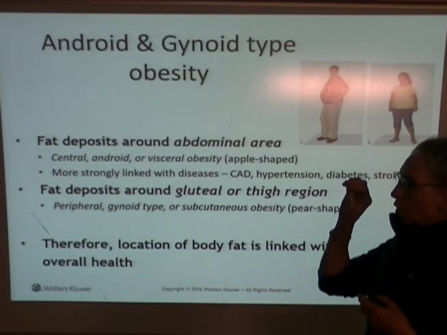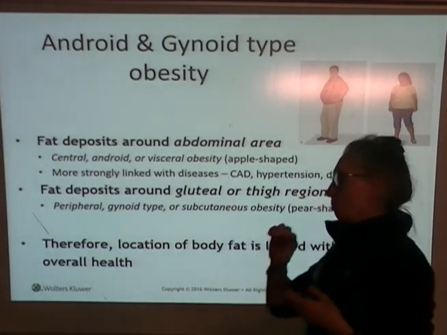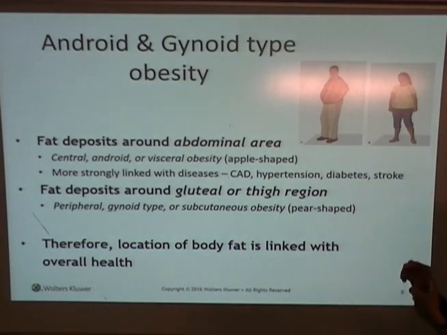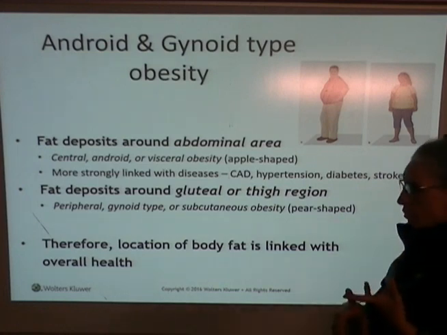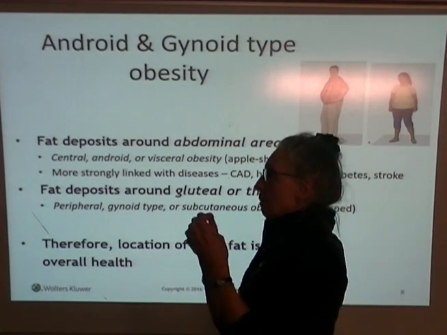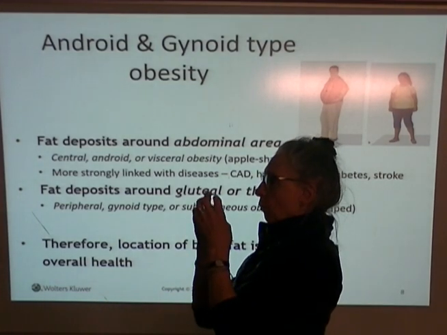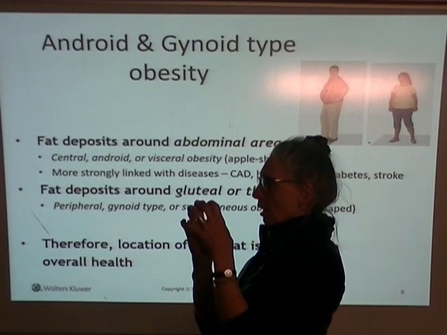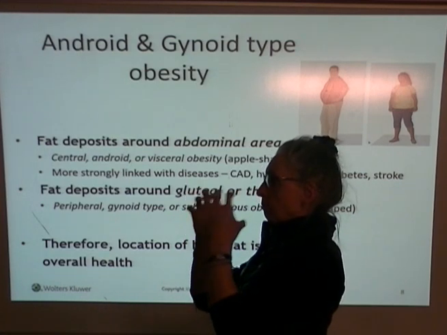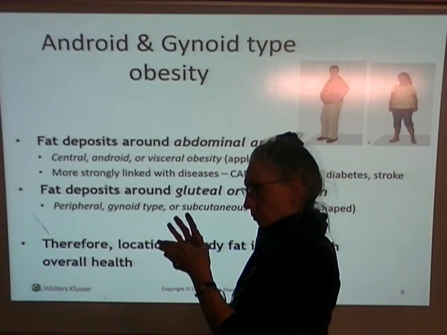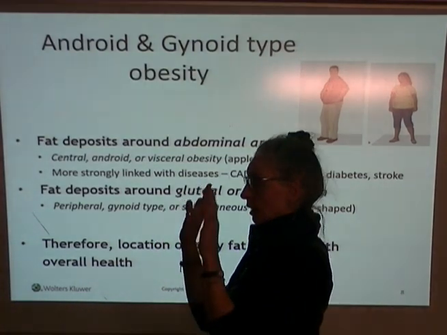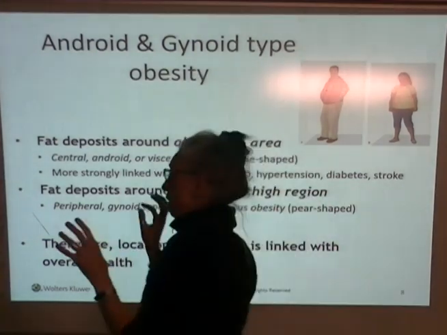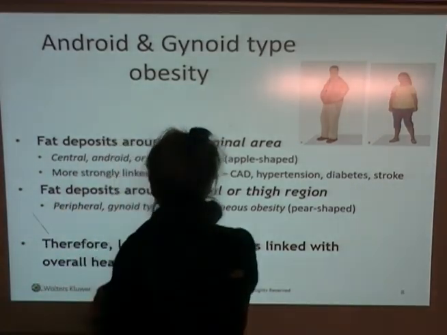That visceral obesity is much more closely linked to coronary artery disease, high blood pressure, type 2 diabetes, and stroke attacks. And there's something about the way it releases fat and the interaction with insulin that makes it more dangerous. And that's as much as I know, right? I don't know the actual mechanisms.